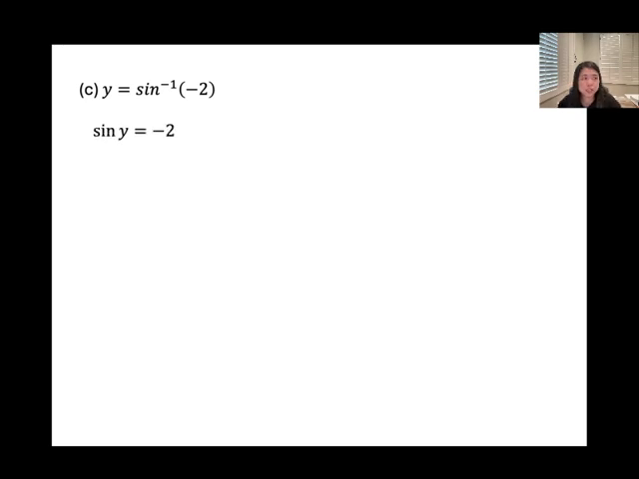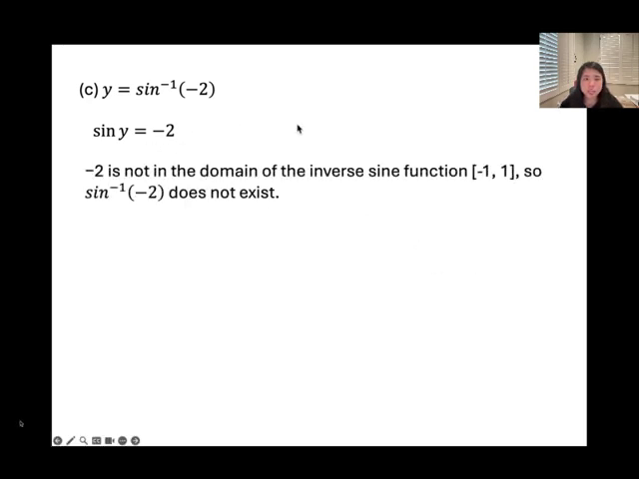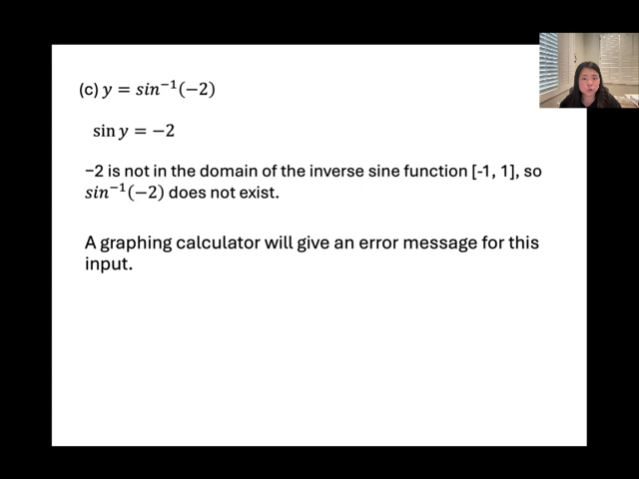Sine y equals negative 2. Since the domain here has to be from negative 1 to 1, the negative 2 is going to be outside of this domain. So we know that sine inverse of negative 2 does not exist. When you're using the graphing calculator, it's going to give you an error message.